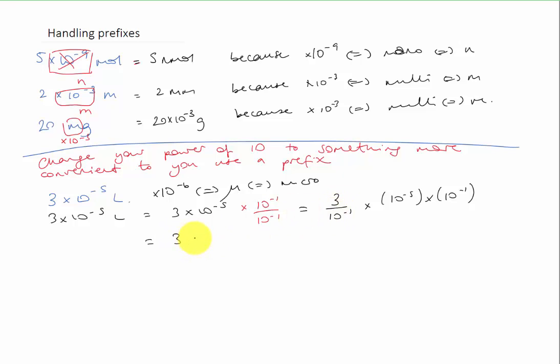So that would be the same as 3 times 10 to the 1 times 10 to the minus 6. So I've multiplied those together, which is equal to 30 times 10 to the minus 6. And I should have been keeping my units all the way through there. And so that is 30 microliters. So you can see I've done some manipulation of my scientific notation to end up with a power of 10 that corresponds to a nice neat prefix that I can use.